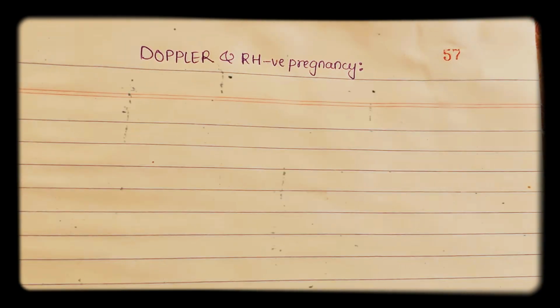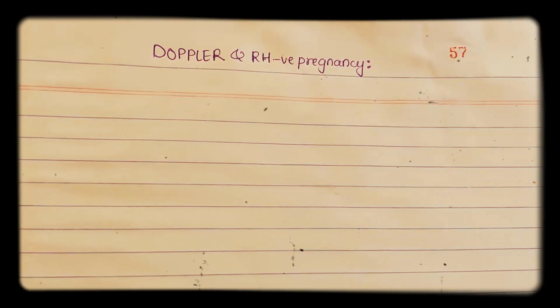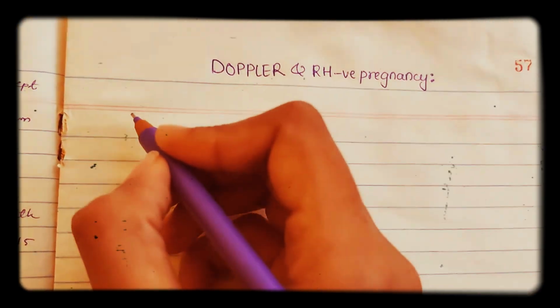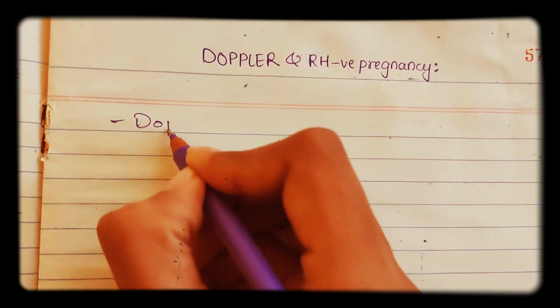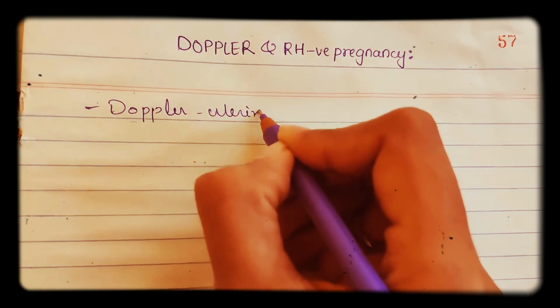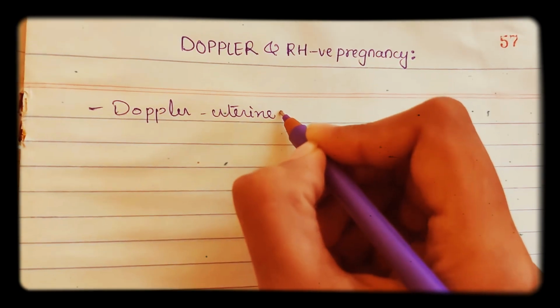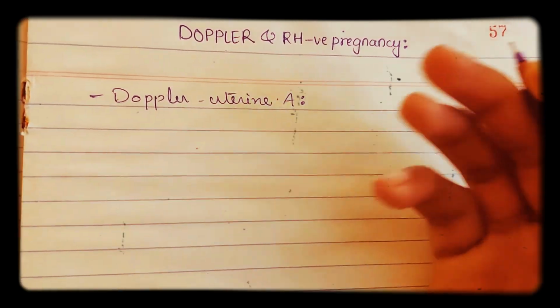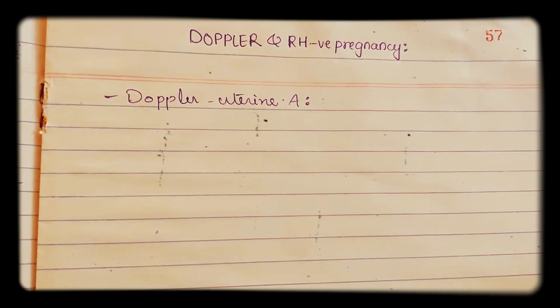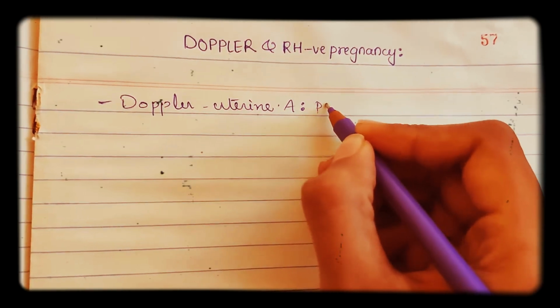In this video we are going to start our discussion on Doppler and Rh negative pregnancy. So first, let us start with the Doppler of uterine artery. If you remember, in the previous videos I already discussed the Doppler of uterine artery, which is mainly used in PIH, that is pregnancy induced hypertension, right? So now let us see what is going on today in this video. The main role of Doppler of uterine artery is to predict PIH in a pregnant female.